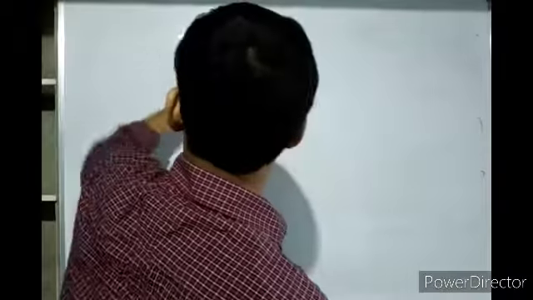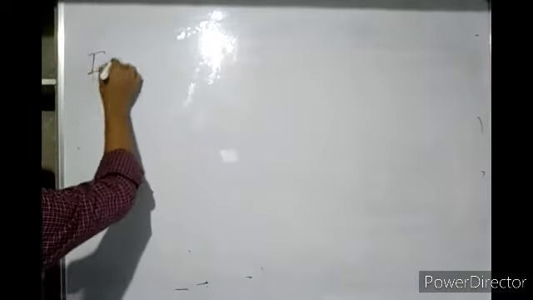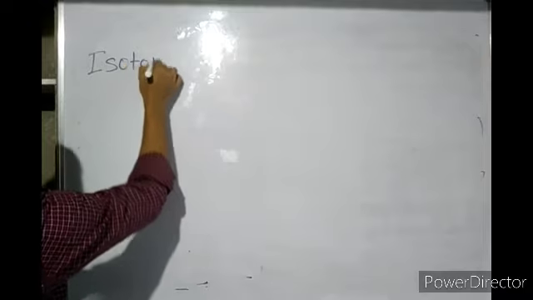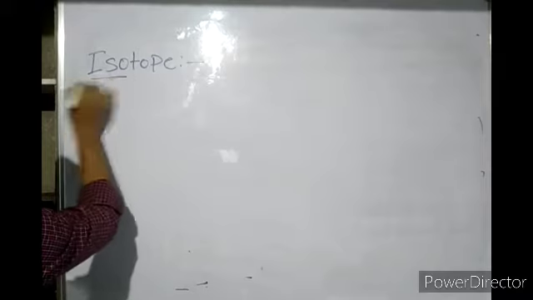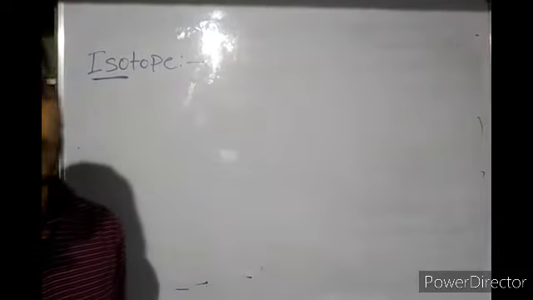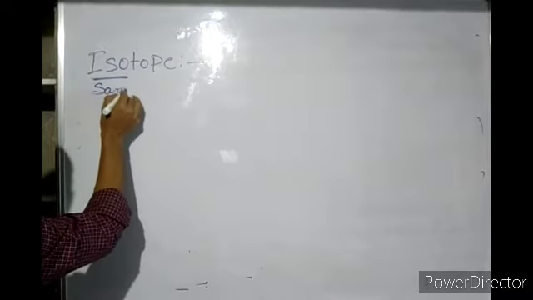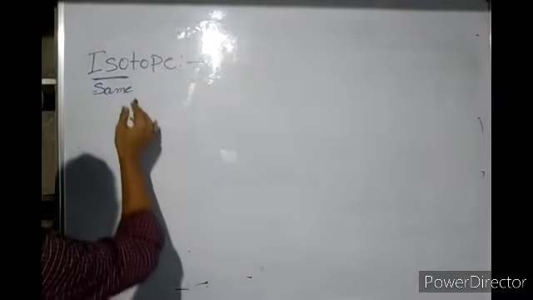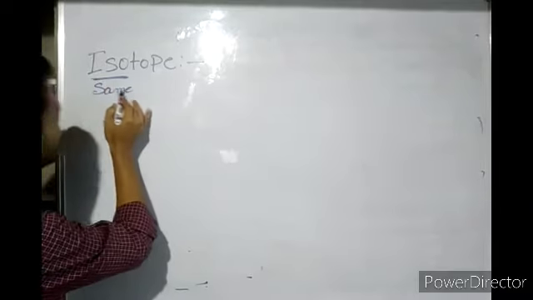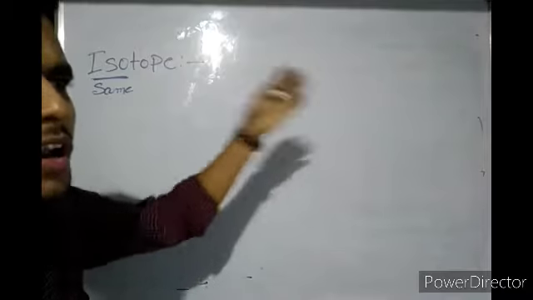At first, we will discuss isotope. Iso means same or similar. So it means any nuclei which have the same thing, such as proton, neutron and electron.